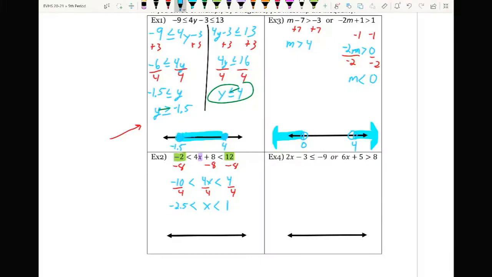Okay, for graphing this, I'm going to put my negative 2.5. I'm going to put my 1. Both of those do not have the equals, so they are open circles. And then x is going to be between them.